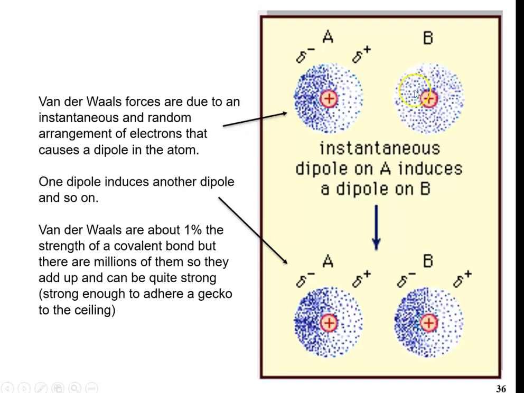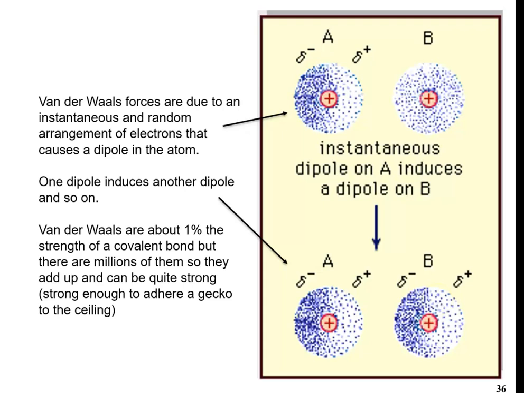Anyway, atom B has an even distribution of electrons at this moment in time. But atom A, due to its partial positivity, draws those electrons to one side of atom B, inducing a small dipole in atom B.